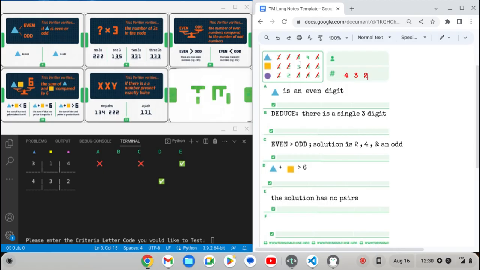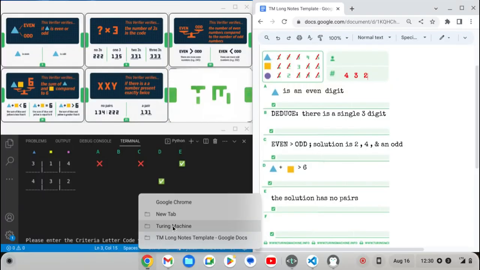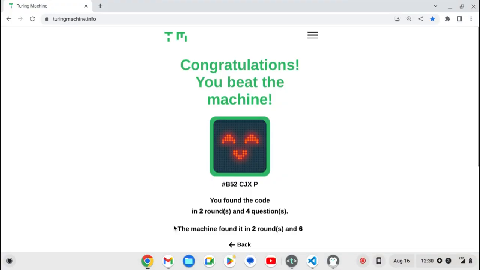And so that led us to deduce that that middle digit had to be the lone odd 3. And then it was just a 50-50 to see if the sum was less than or greater than 6. Okay, so a lot of great deductions occurred here, and that's how we were able to beat the Turing machine. Well, what do you think?